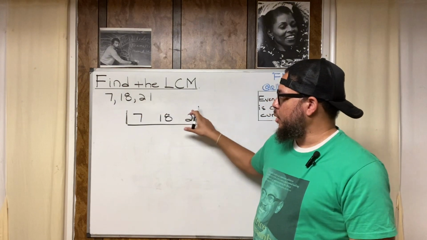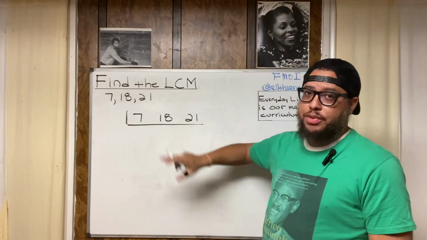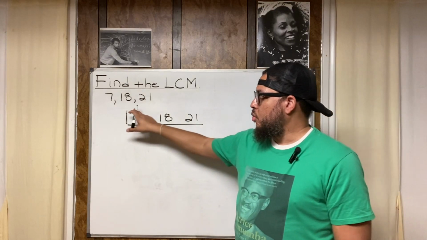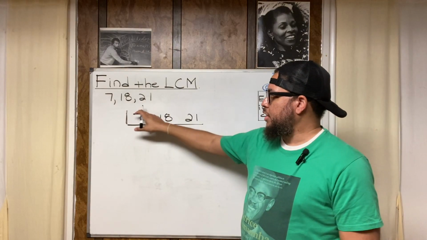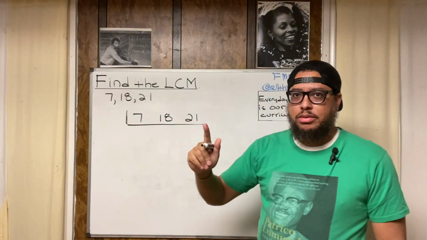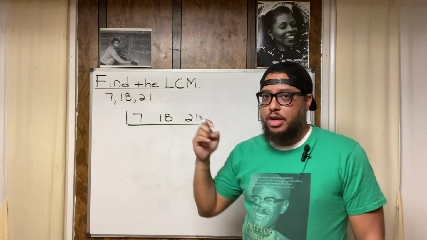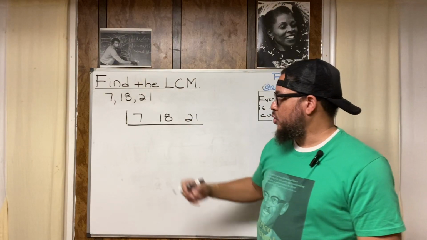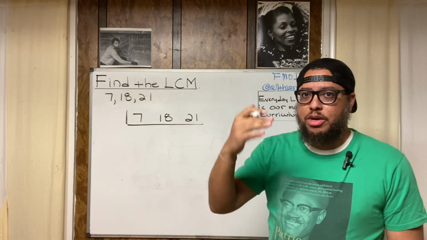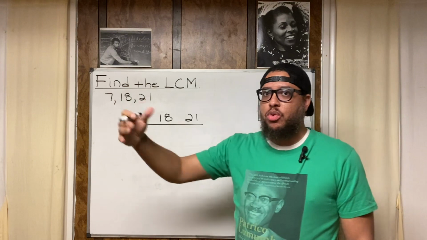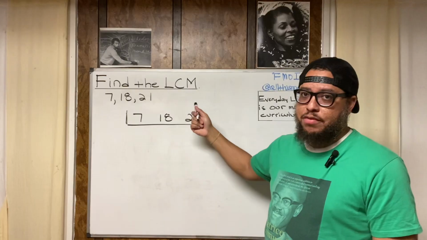However, 18 and 21 have a common factor of 3, because 3 is a factor of 18 and 3 is also a factor of 21. With 7 and 21, they have a common factor of 7. But 7 and 18 only have a common factor of 1. For this method, you only need to find a common factor of at least 2 of the numbers. So I'm going to use, let's say, 18 and 21, because they have a common factor of 3, meaning I can do 3 times 6 and get 18, and I can also do 3 times 7 and get 21.